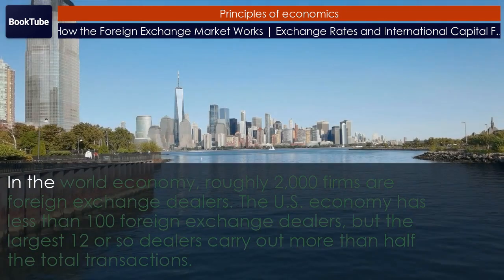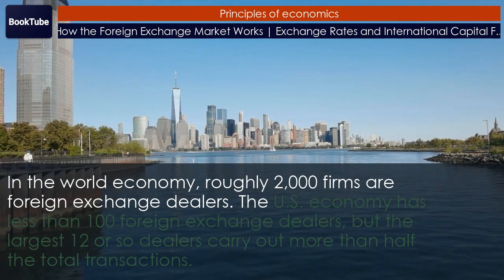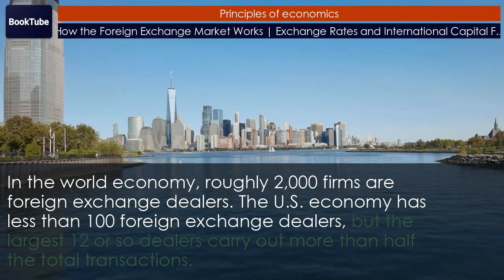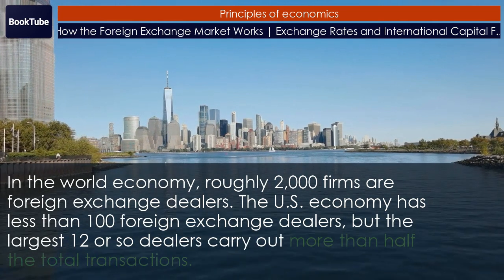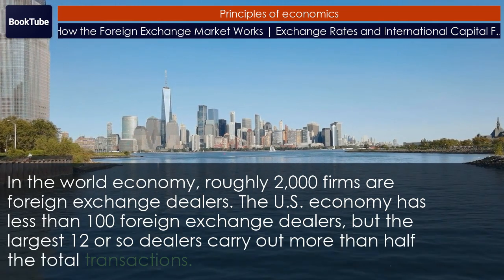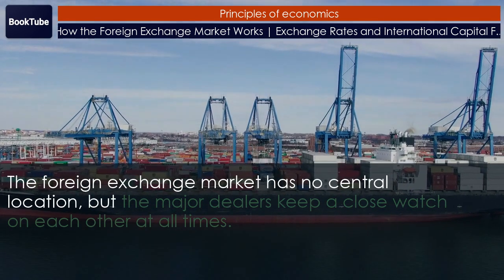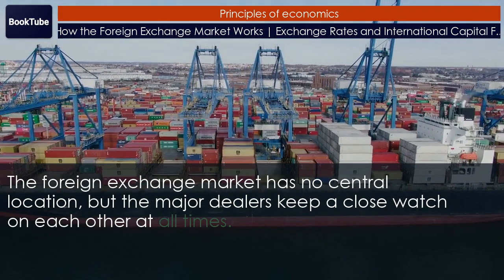In the world economy, roughly 2,000 firms are foreign exchange dealers. The U.S. economy has less than 100 foreign exchange dealers, but the largest 12 or so dealers carry out more than half the total transactions. The foreign exchange market has no central location, but the major dealers keep a close watch on each other at all times.